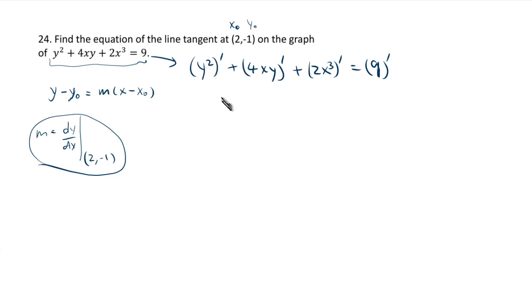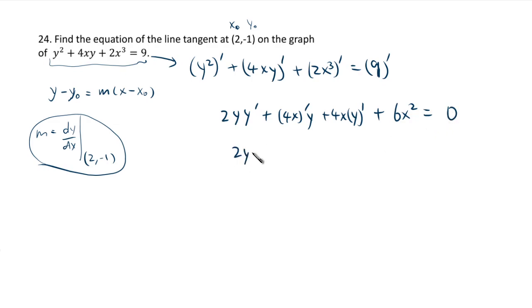Okay, y squared prime is 2yy prime. 4xy, that's 4x prime times y plus 4x times y prime, plus 3 comes down, that's 6x squared. 9 is a constant, so that just gives you 0. Okay, 2y prime, 4x differentiates to 4. Y prime is y prime, it's not 1, it's y prime, be careful, because y is a function of x. Basically, implicit differentiation treats x and y differently. Y is a function of x, whereas x is just a variable.